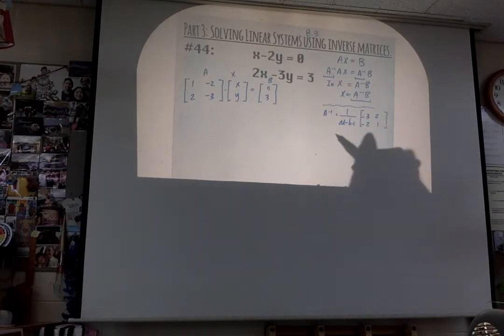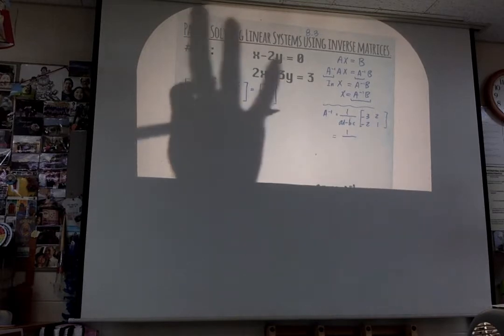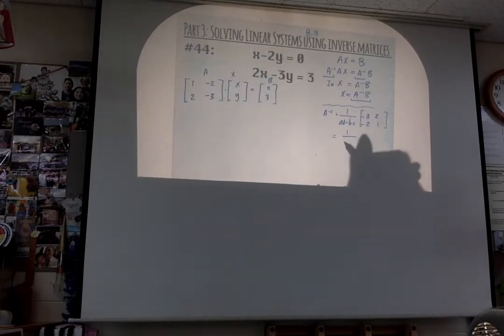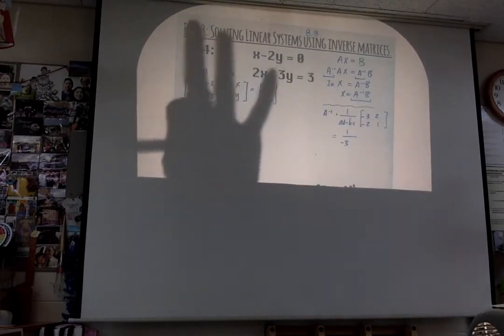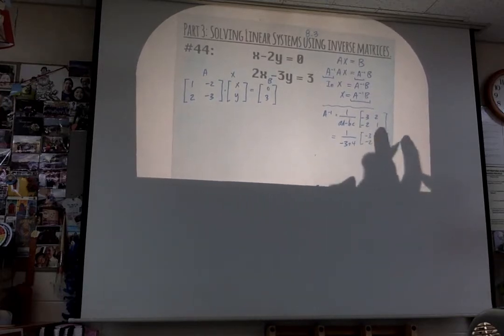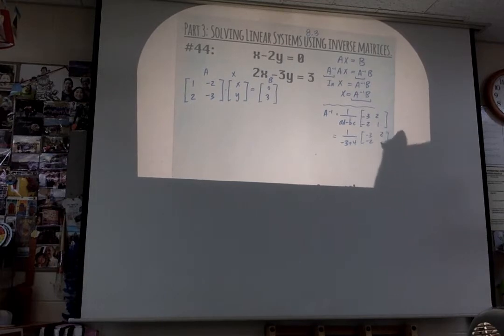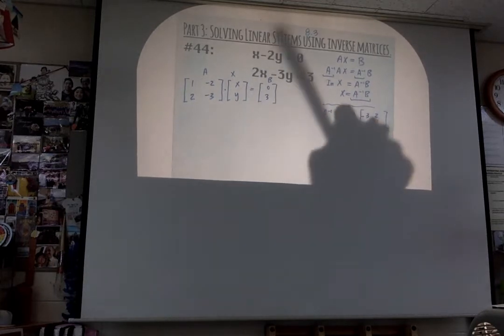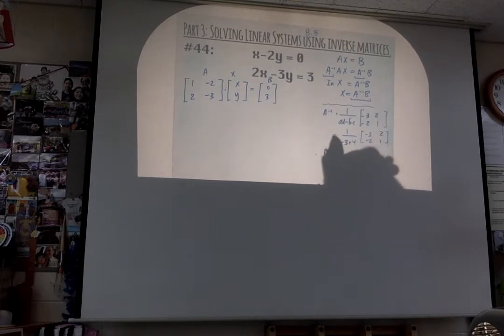Let's do this. It's AD minus BC. In our case, AD is negative 3, and BC is negative 4, so plus 4. Then we do negative 3. We swapped the A and the D, and then we changed the signs for B and C. That's from the previous section, so make sure you look over that. And voila, this is just positive 1. So our A inverse is simply negative 3, negative 2, 2, and 1.